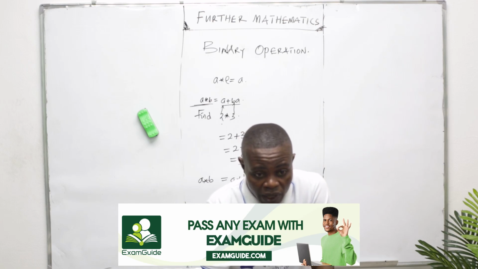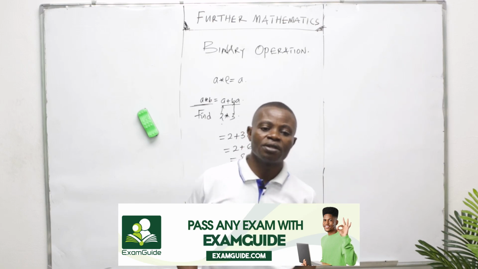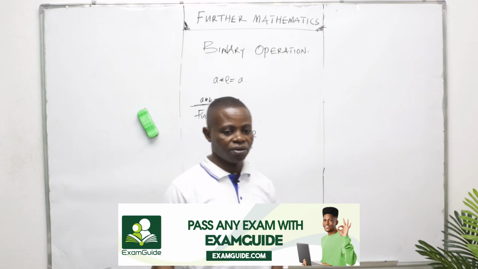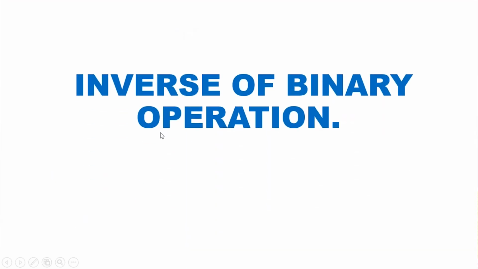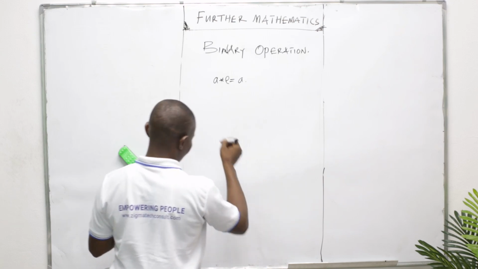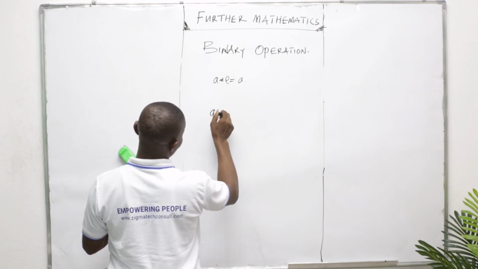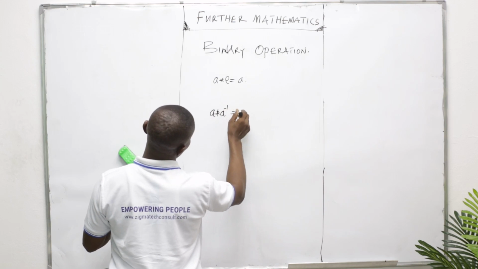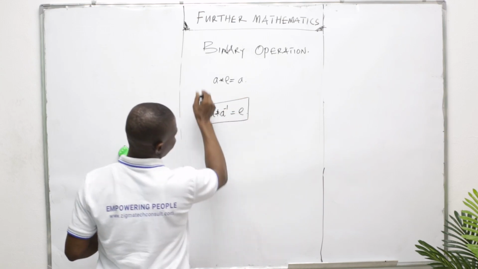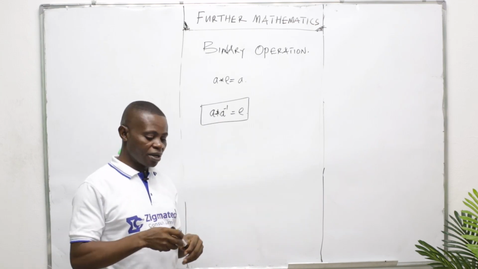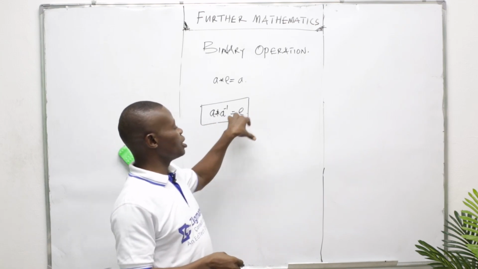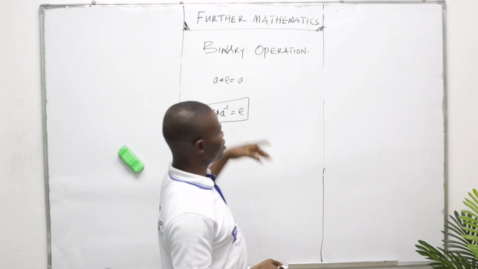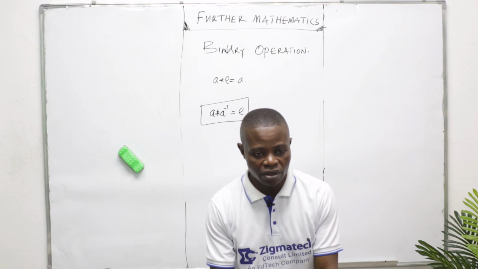Let's take a look at another thing. The inverse of a binary operation. Then we'll now go over to Examguide to handle past questions. Okay, inverse of binary operation, we have A operating on A inverse equals identity element. Okay, that's inverse of a binary operation. This operating on this equals E, where E is an identity element.